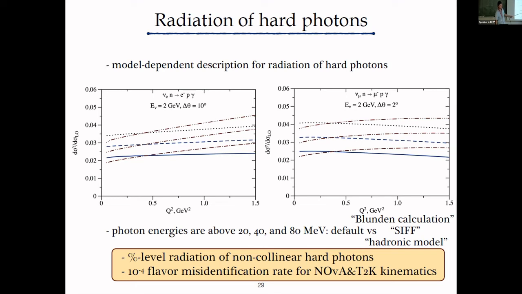Can anyone answer? So there are three curves, one for 20, 40, and 80. The lowest one is for 20. No, it's 80. Because then you have fewer hard collinear photons, you have more photons. But yeah, it's okay. So 80, 40, 20. And the point here is that the blue curves, solid, dashed, and dotted, are for our default model calculation, and the red curves are for the calculation when you just pick in factors or do older types of calculations.